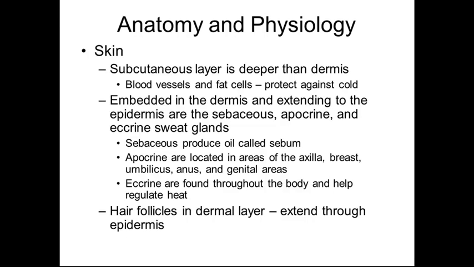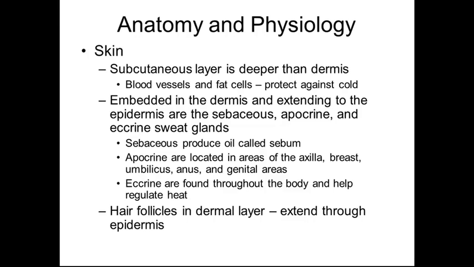Embedded in the dermis and extending into the epidermis are the sebaceous, apocrine, and eccrine sweat glands. The sebaceous glands produce oil called sebum. The apocrine glands are located in areas of the axilla or armpit, breast, umbilicus, anus, and genital areas. This gland causes our odor, which results from contamination and decomposition of the secretion by the skin bacteria, which are considered normal flora.